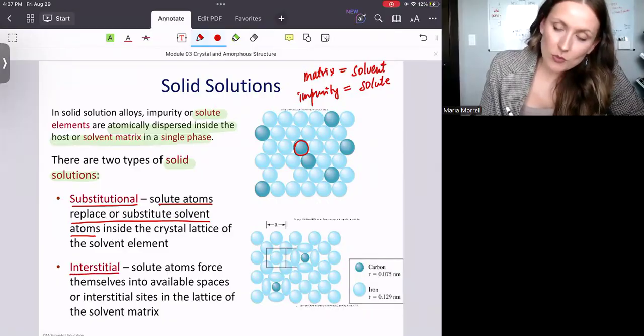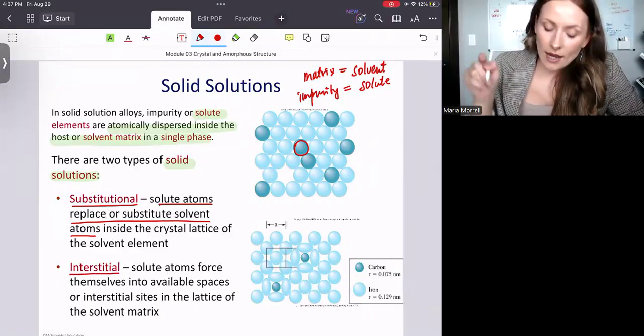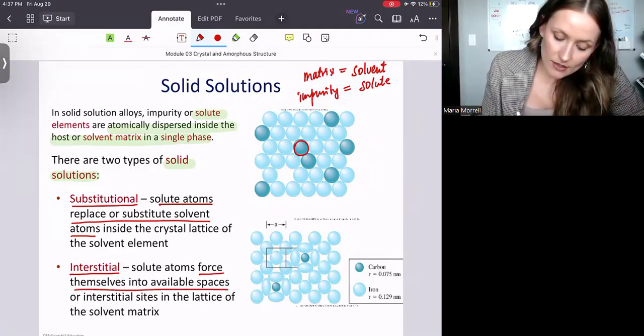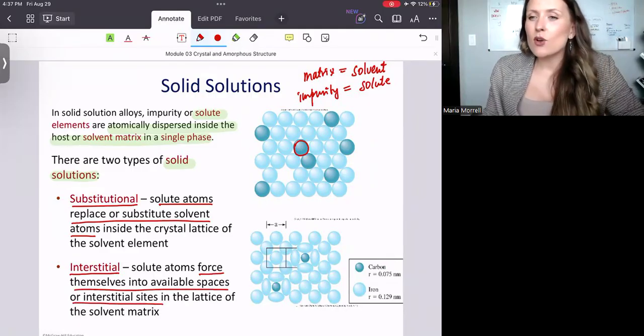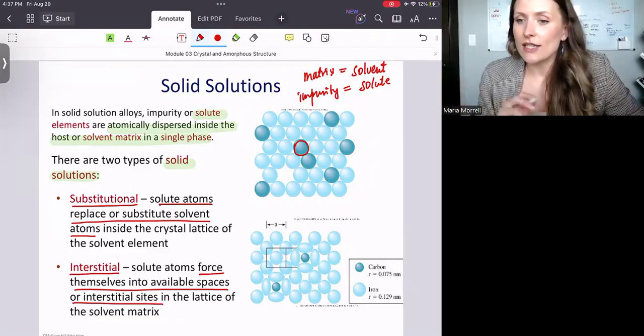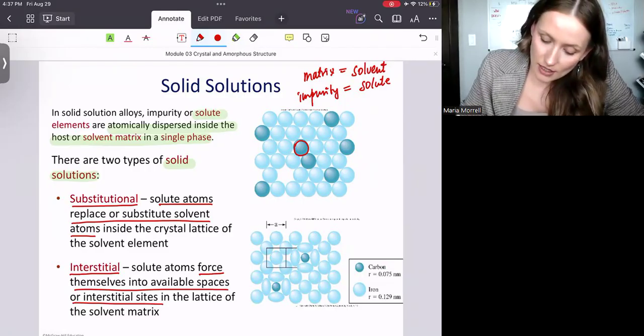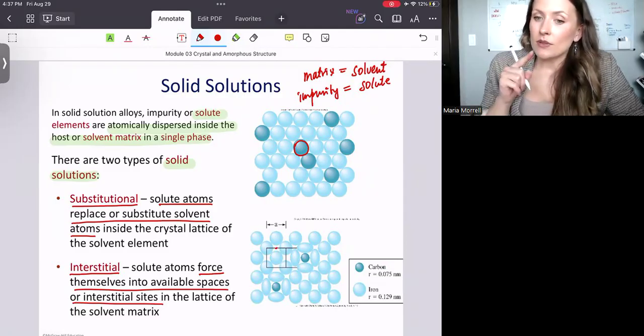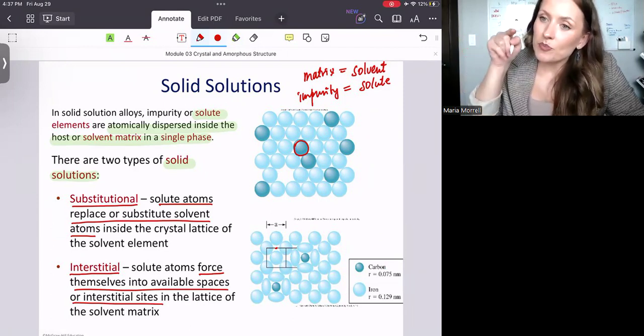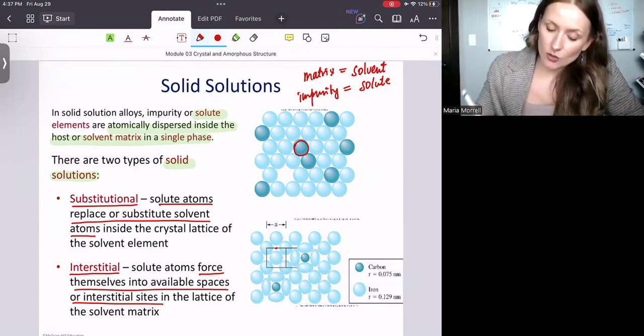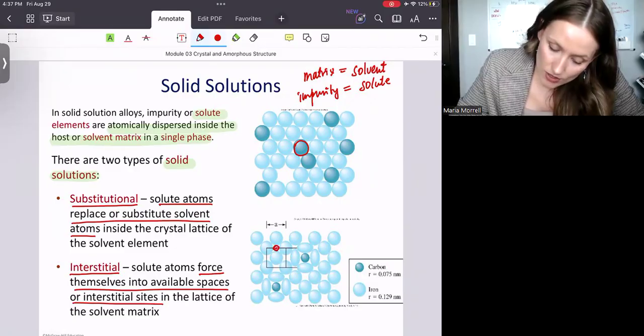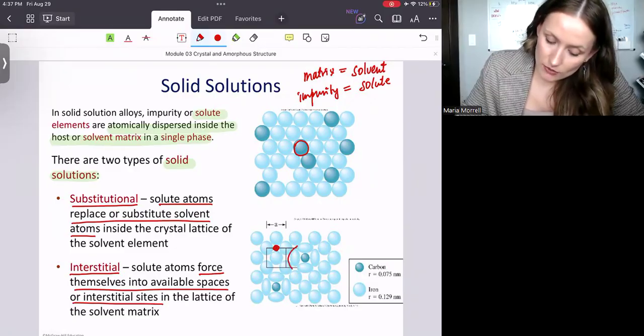Okay, now it could also be interstitial. The solute atoms force themselves into available spaces, right? And that's why we call it an interstitial site. An example is going to be carbon and iron, and I will actually draw it right here. You see this available space? Carbon is small enough that it can be fitted in that interstitial place, and so I can squeeze them there. And that's exactly what you're looking at in this region.